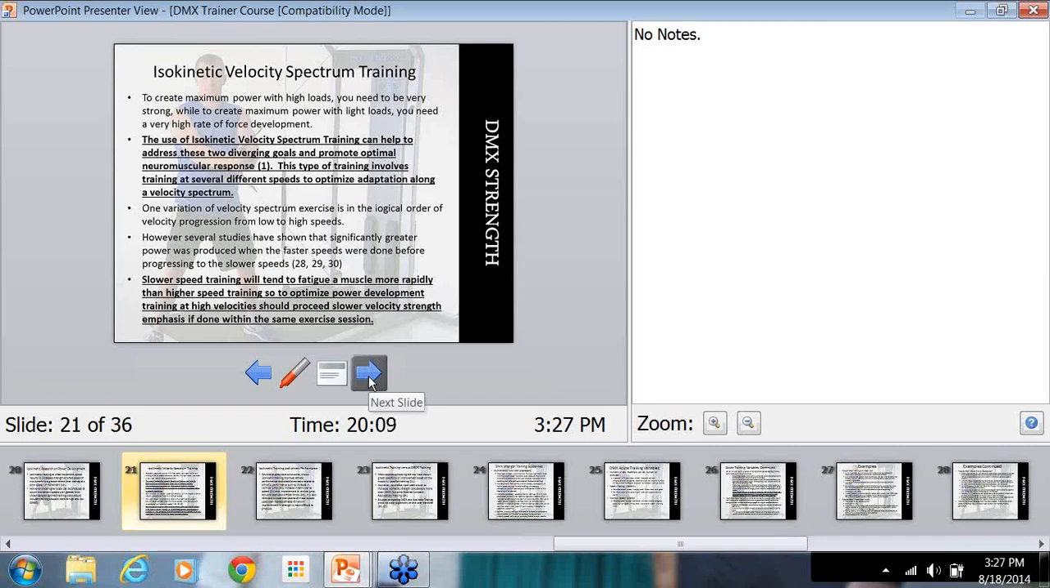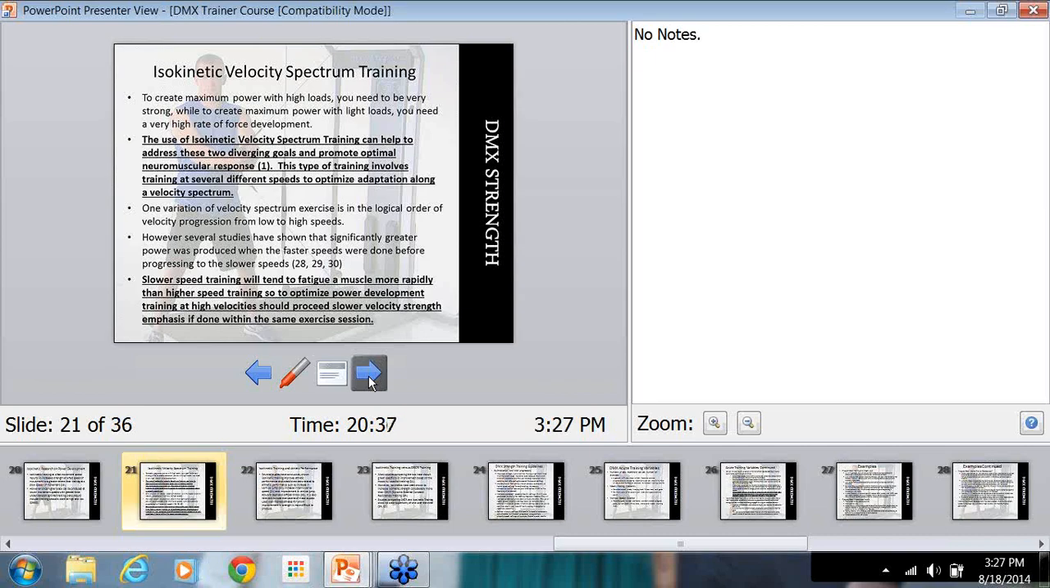Isokinetic velocity spectrum training, and that's what this is really referring to, is training at multiple velocities within the spectrum of possibilities. So we want to mix and match for optimum development. To create maximum power with high loads, you need to be very strong, which means you're going to have to train at slower speeds with correspondingly higher muscular force and higher loads that you're generating through the isokinetic system.